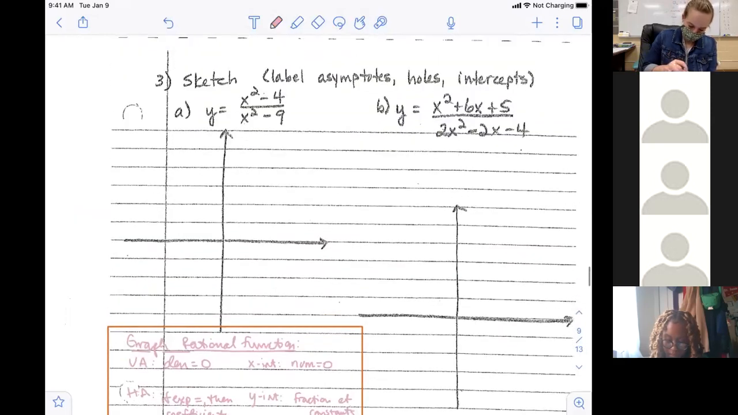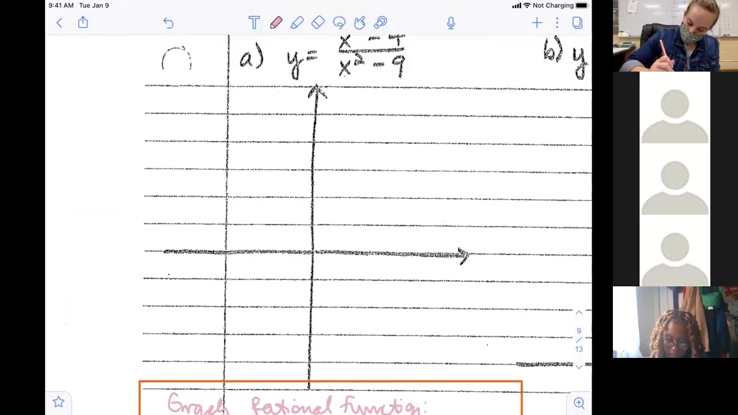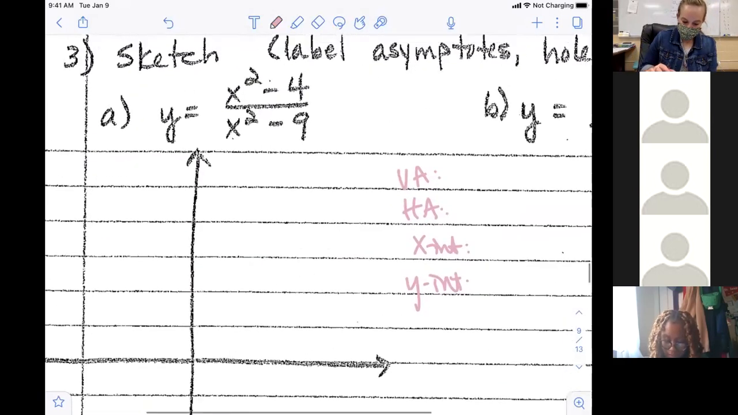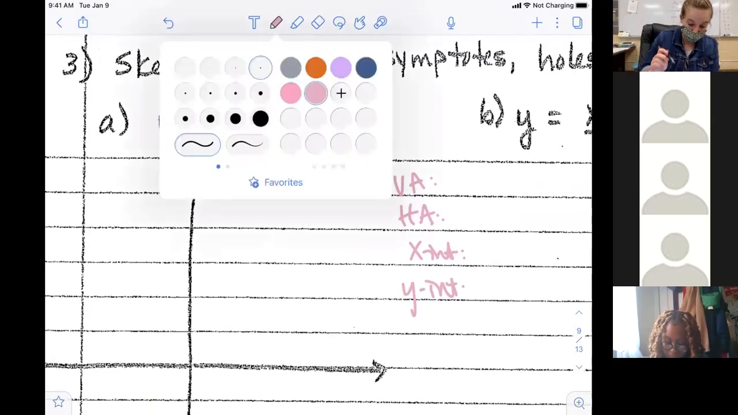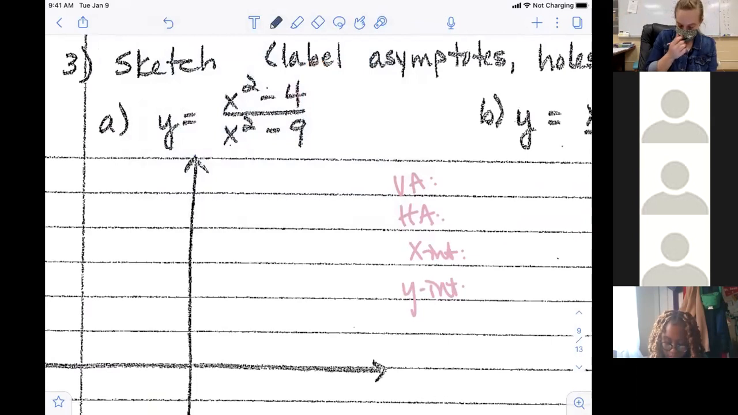So let's come up here. We're going to do vertical asymptote. We're going to find horizontal asymptote. We're going to find x-intercept. We're going to find y-intercept. Some of this you can do in your head. I'm just going to scratch work it off to the side. Since this is not the first time you've learned this, I'm not going to be super careful with my work, but you are welcome to be a little bit more careful than I am going to be.